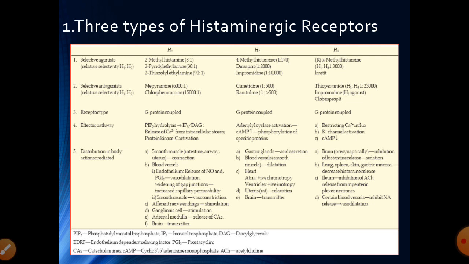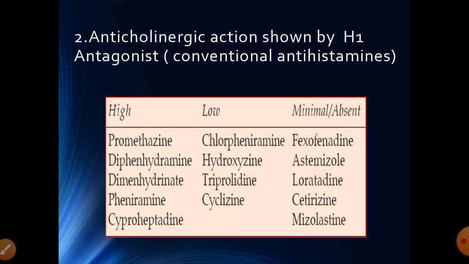The next table over here is anticholinergic action shown by H1 antagonists. We know that H1 is histamine, and histamine antagonist drugs which show anticholinergic action are the following drugs. So if they ask you which of the following drugs show high anticholinergic action, you have to remember and recall yourself that promethazine, diphenhydramine, dimenhydrinate, pheniramine and cyproheptadine come under this category. This way this table becomes very, very important with respect to question framing in the competition exams.